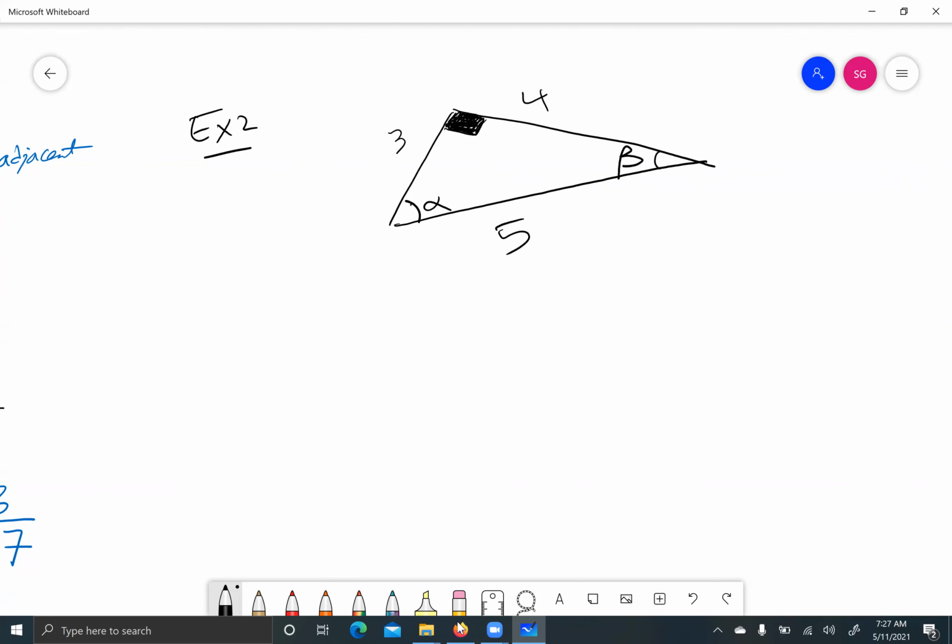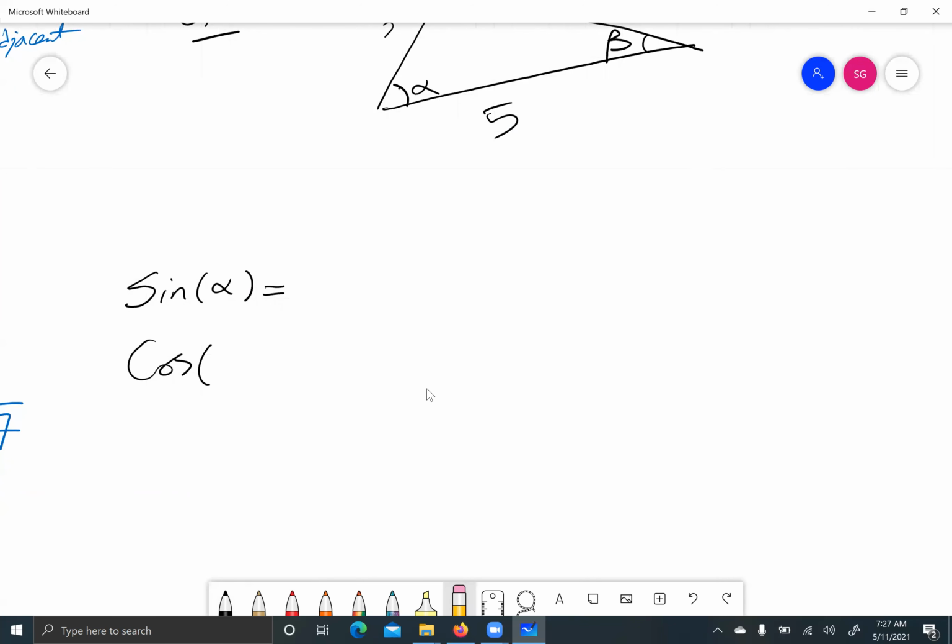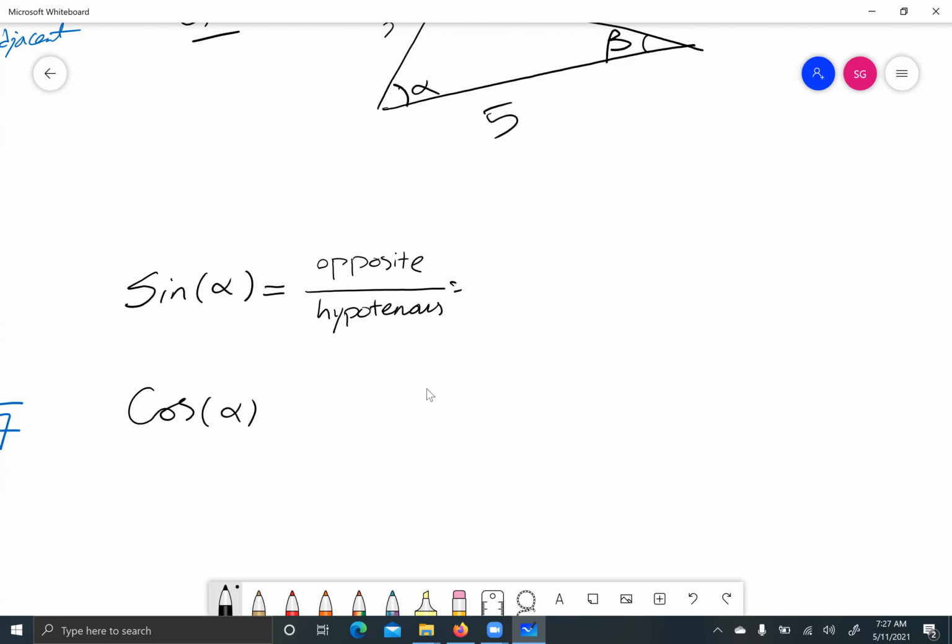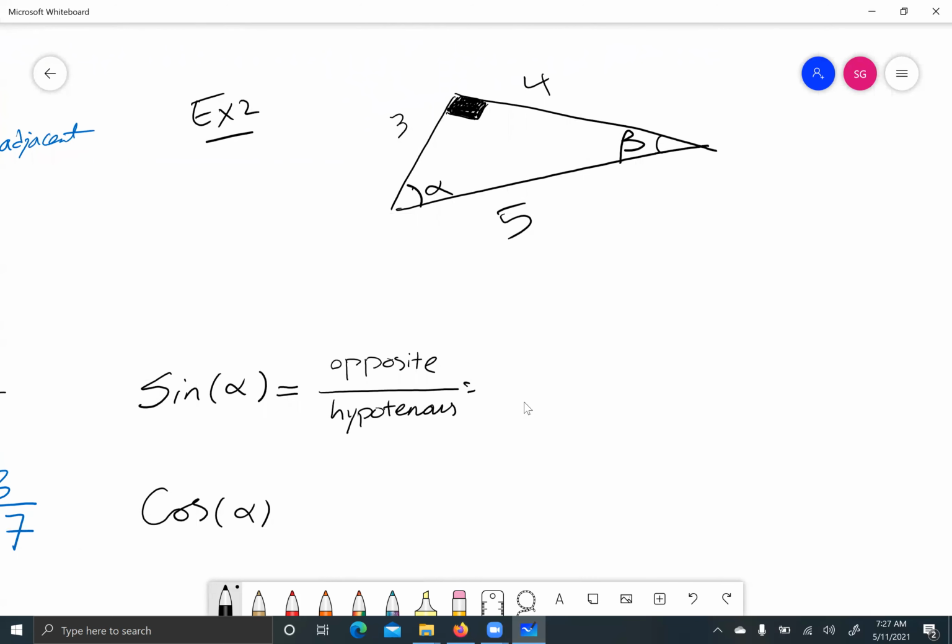Okay, so let's first find sine of alpha and cosine of alpha. So let's first work with alpha. Find the sine and cosine of alpha. So we know that sine is opposite side over hypotenuse, which in this case is, okay, look at alpha. This is alpha. The opposite to alpha is 4, hypotenuse is 3.